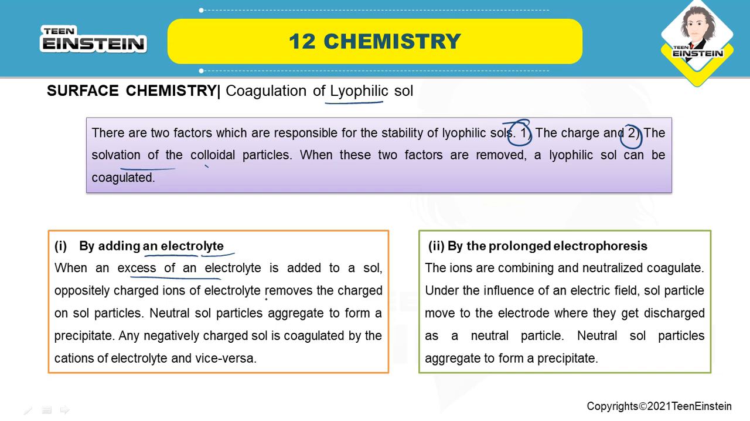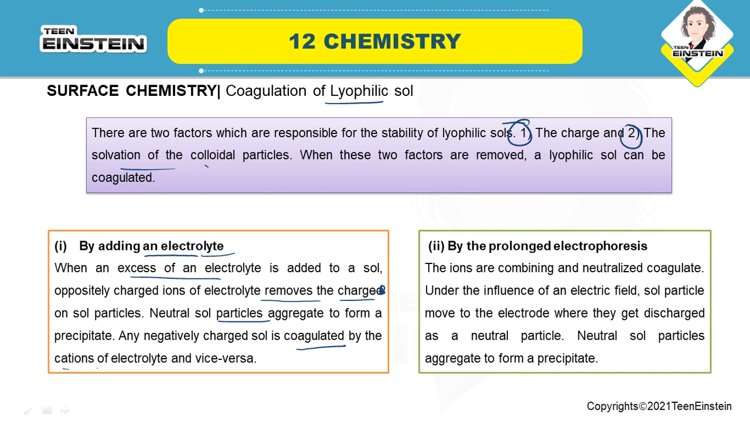Charged ions of the electrolyte remove the charge on the sol particles. Neutral particles will result, and as there is no charge, they can come close to each other and form aggregated particles to form a precipitate. So any negatively charged sol is coagulated by the cations of the electrolyte, because in an electrolyte both cation and anion are present, and vice versa.